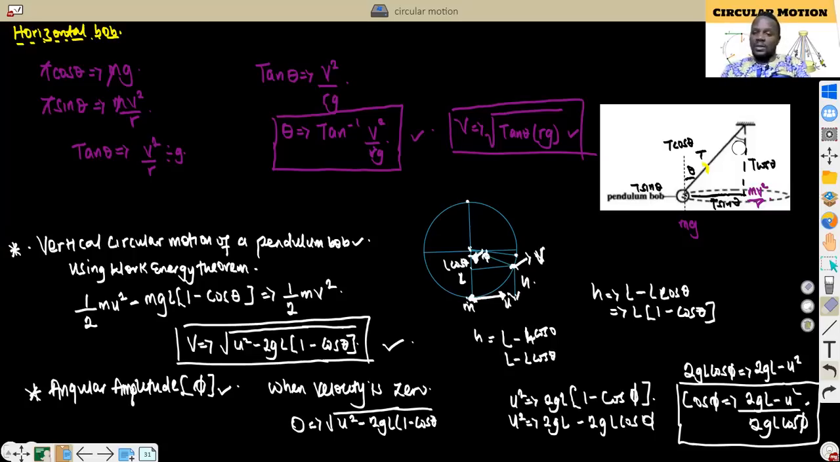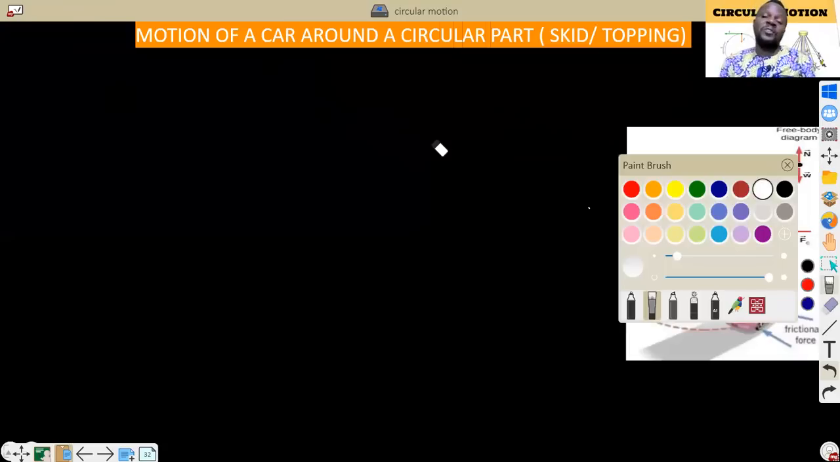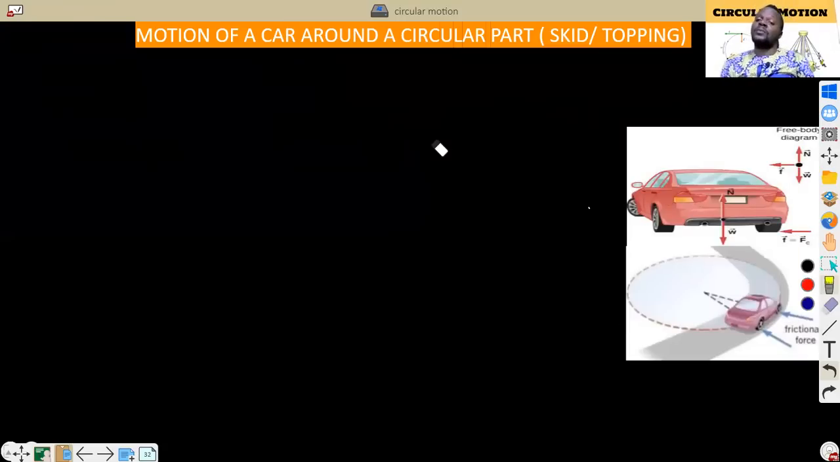And the next thing will be in the next slide. Let's quickly look at that. Wow, this is the last part. Motion of a car around a circular path, talking about the skidding and the turning and the toppling. Let's be quick to understand. This is just about free body diagram and understanding the constant variable.